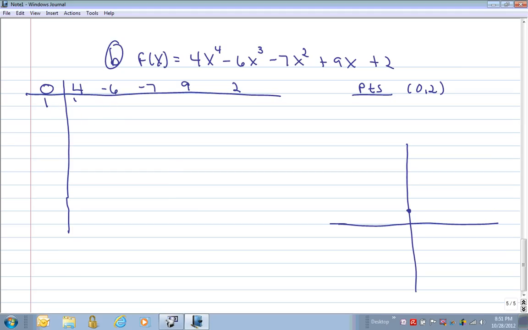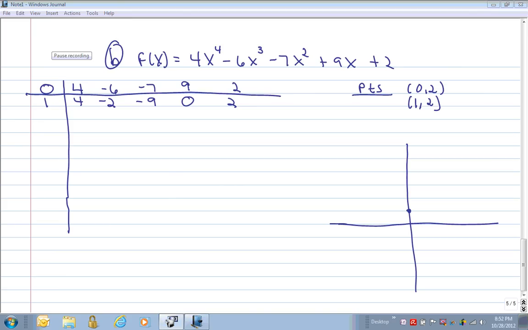So we start with 1, we bring down the 4. 1 times 4 is 4. 4 added to negative 6 is a negative 2. 1 times negative 2 is negative 2. Negative 2 and negative 7 is a negative 9. 1 times negative 9 is a negative 9. Negative 9 and 9 is a 0. 1 times 0 is 0. 0 and 2 is 2. So we also have a point at 1, 2.